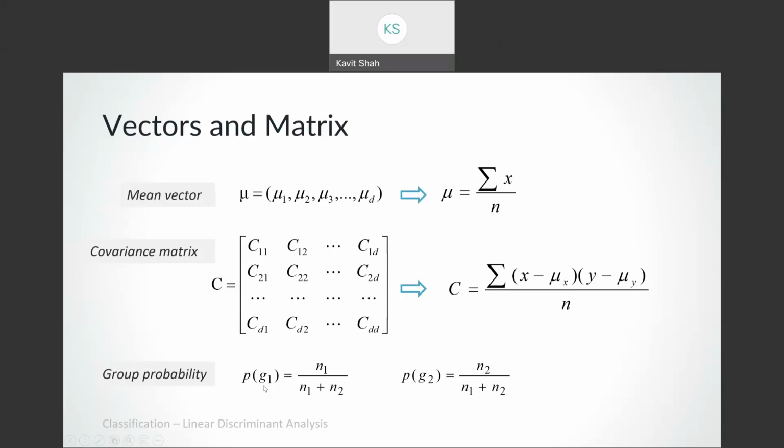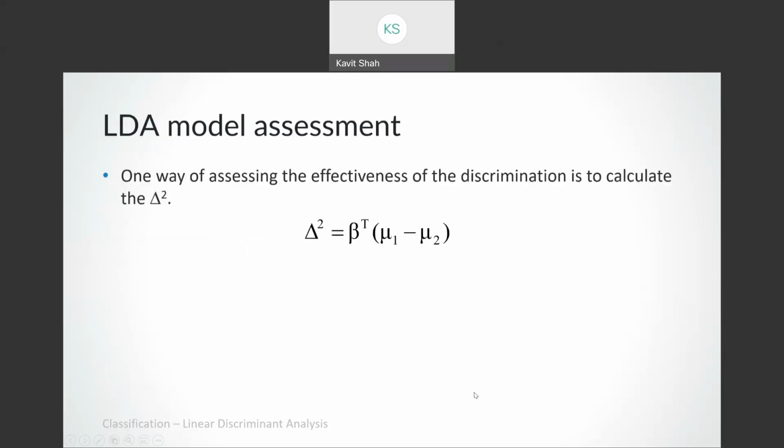Group probability, we could write group probability as: probability of group 1 would be the number of data points in that group divided by the total number of data points, and for group 2, the number of data points in that particular group divided by the total number of data points again.